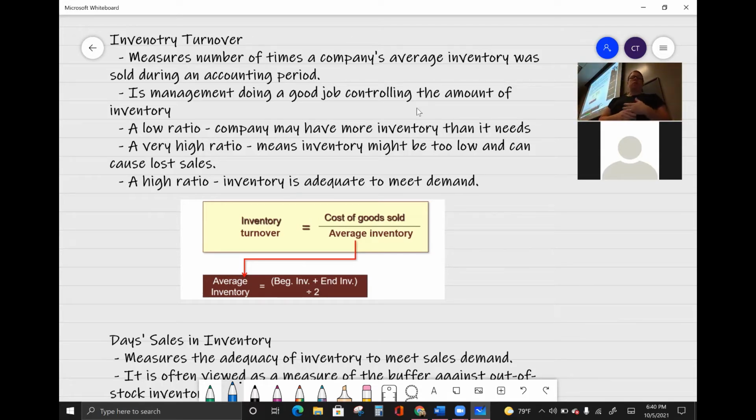So we have the inventory turnover. We have cost of goods sold divided by the average inventory. And that's the formula to come up with the average inventory. So we're going to take the beginning inventory plus the ending inventory and divide it by 2.